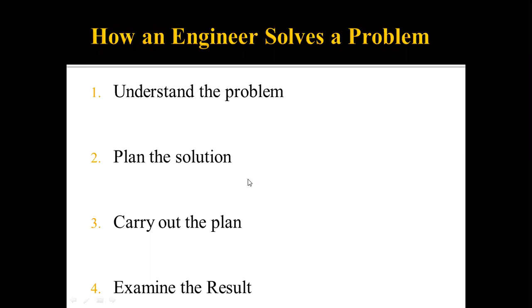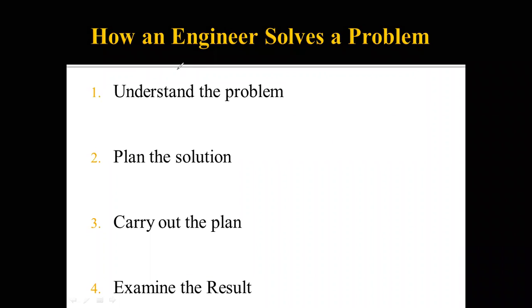Now we'll take a small example of how an engineer is going to solve a particular problem. There are four steps for solving a particular problem. The first one is understanding the problem. Whenever you're going to understand a problem, it means a particular customer is going to come and tell you that this is the type of software that I want.